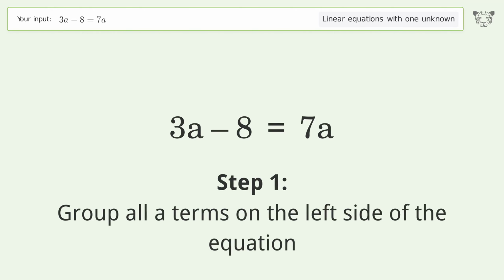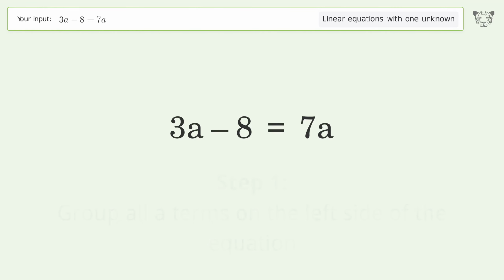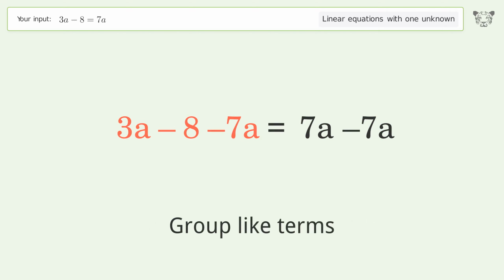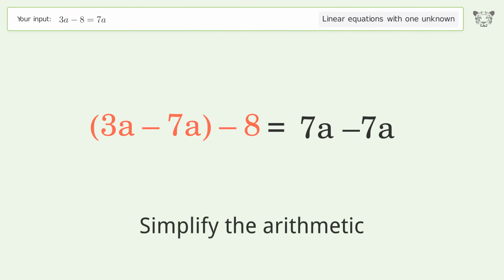Group all a terms on the left side of the equation. Subtract 7a from both sides. Group like terms. Simplify the arithmetic.